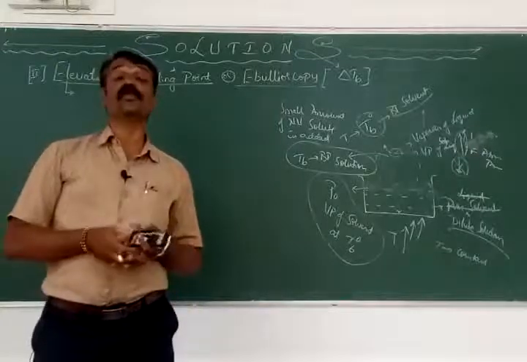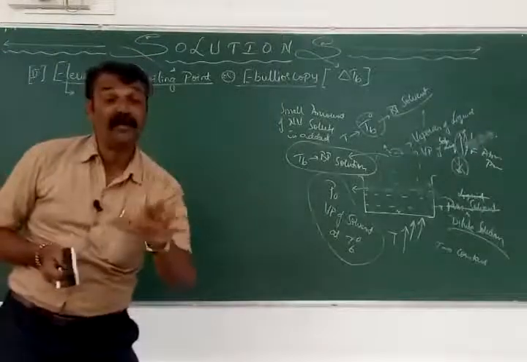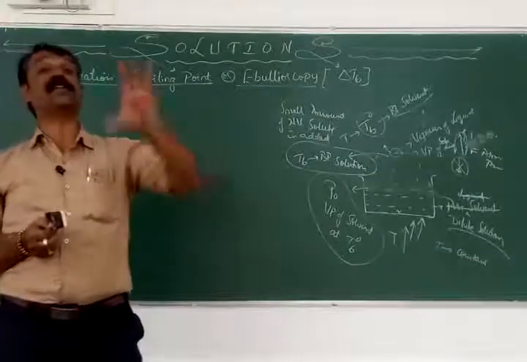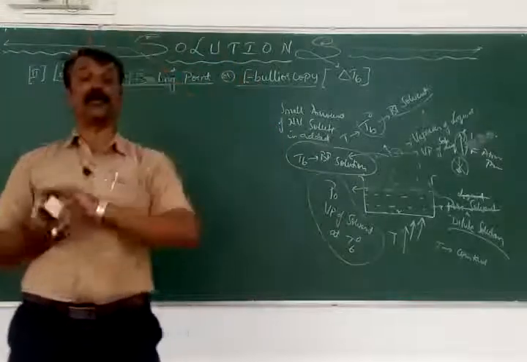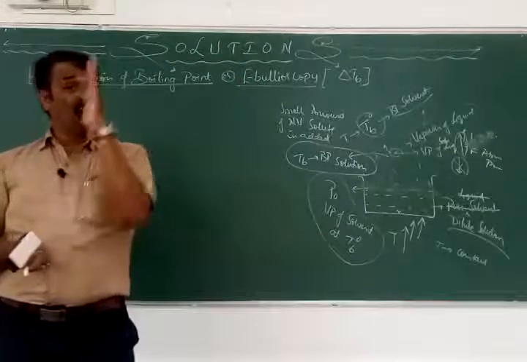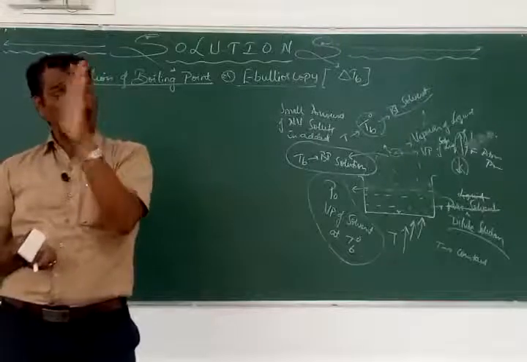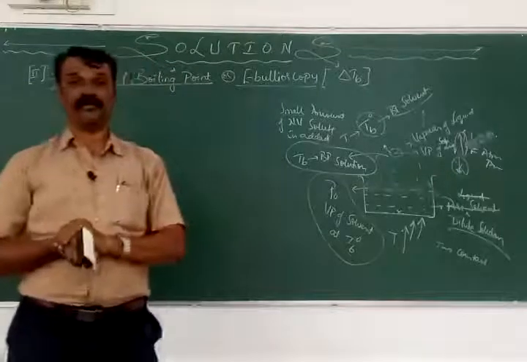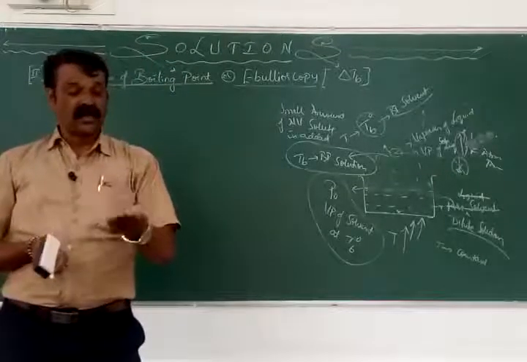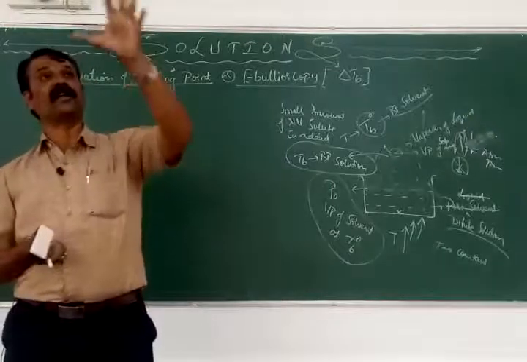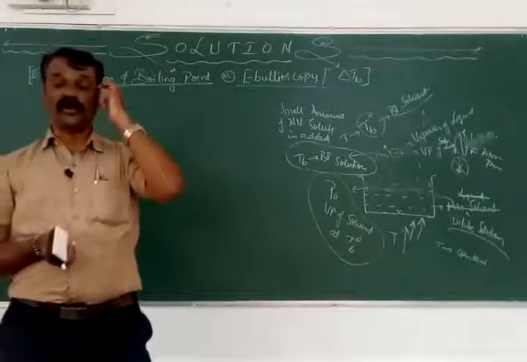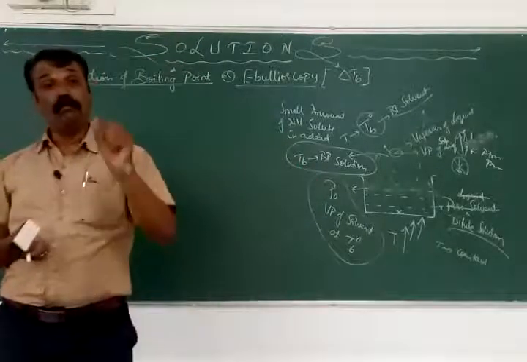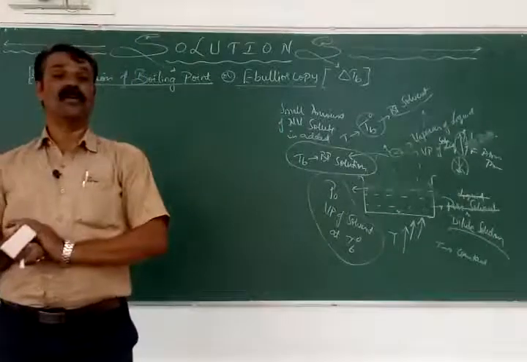Why is the boiling point of the solution higher? Because the vapor pressure of the solution goes on decreasing, meaning it is less than the atmospheric pressure. But to get the boiling point of that particular solution, what we have to do is increase the temperature, such that the vapor pressure of the solution further increases and reaches atmospheric pressure. That particular temperature is called TB, and that TB is called the boiling point of the solution.